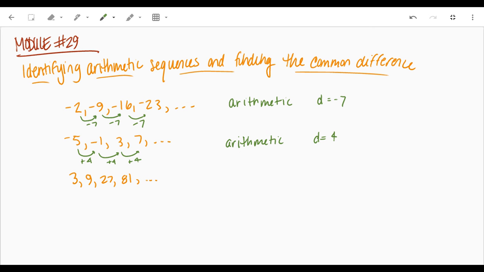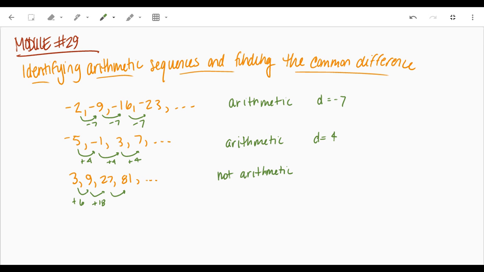Okay. 3 to 9, I would add 6. 9 to 27, I would add 18. And that's definitely more than 6. So this is not arithmetic. In fact, that one is geometric. If I looked at it closer, I can say I'm multiplying by 3 every time. Okay, and that's not arithmetic. All right.